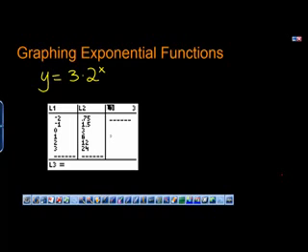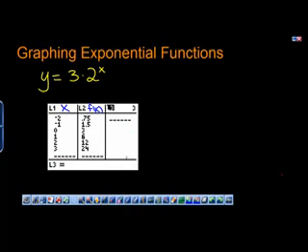And here's the table of values. We can see that for list 1, which is x, list 2, f of x. Let's take a look at that point there. Y equals 3 times 2 to the power of 3. Y equals 3 times 8. Y equals 24, which matches what we find here.